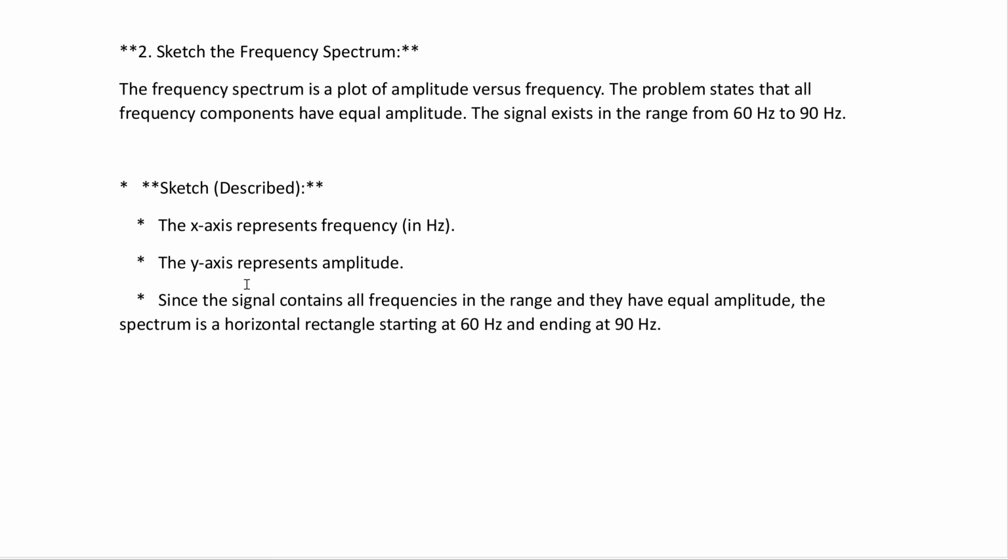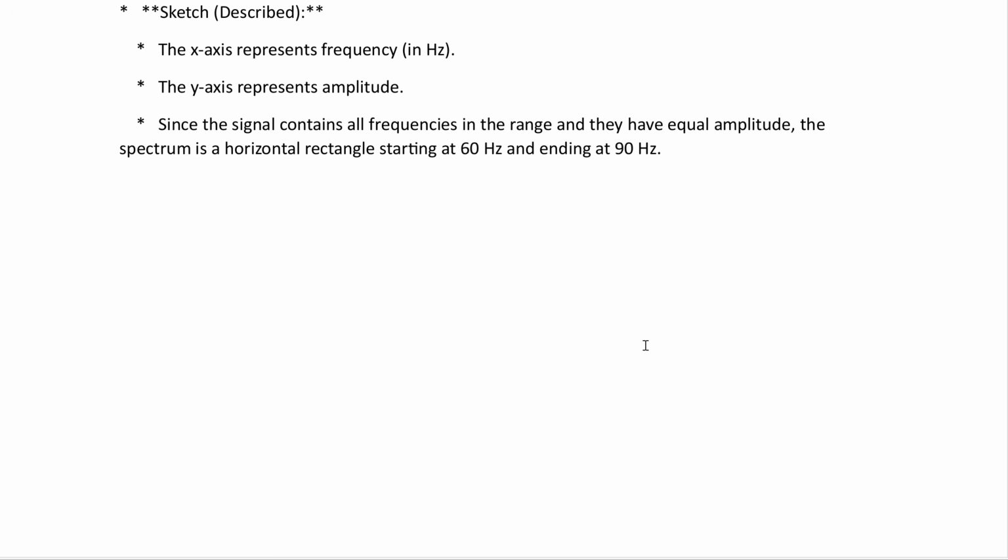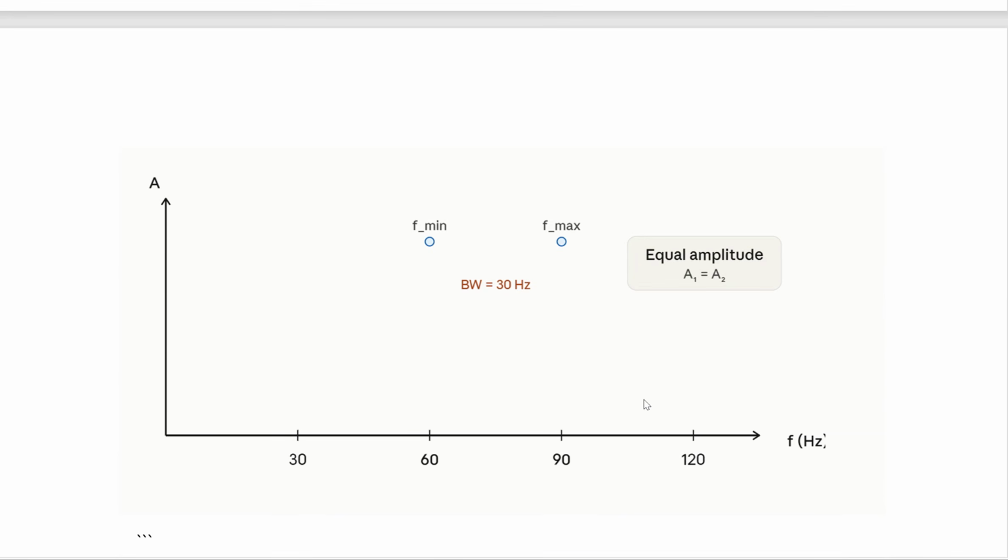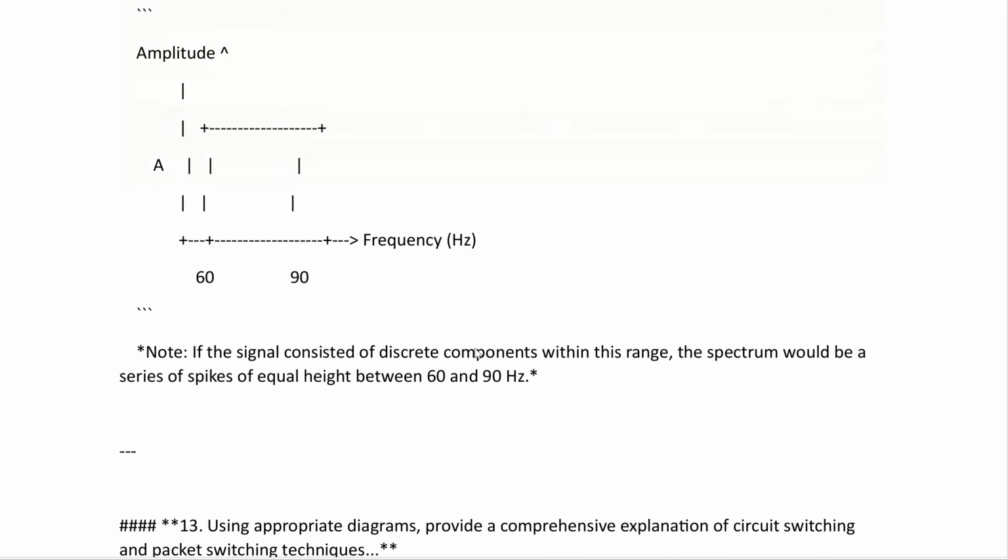So the x-axis will represent frequency in Hertz. The y-axis will represent amplitude. Since the signal contains all the frequencies in the range and they have equal amplitude, the spectrum is a horizontal rectangle starting at 60 Hz and ending at 90 Hz. So this is the diagram. As you can see, on the x-axis we have frequency in Hertz. On the y-axis we have amplitude. So the amplitudes are equal for the minimum and maximum frequency. Bandwidth is given as 30 Hz.